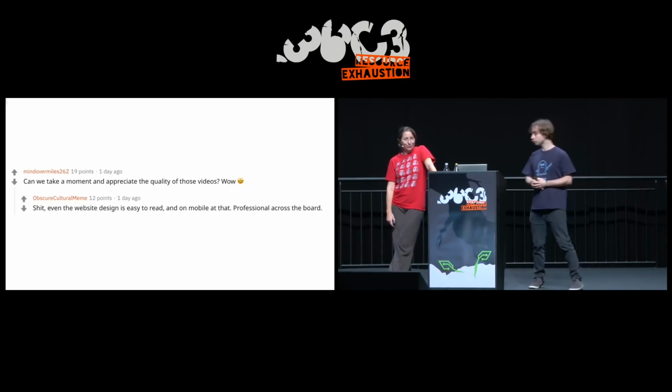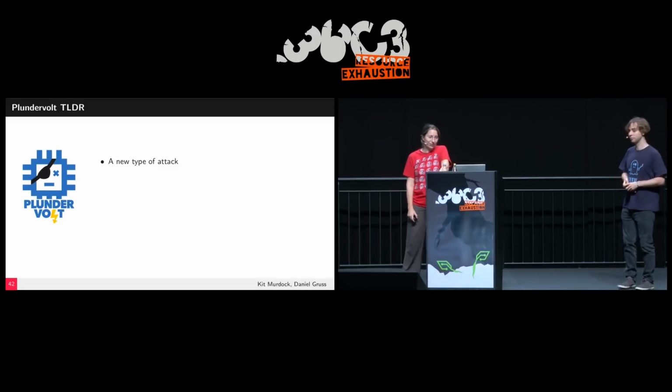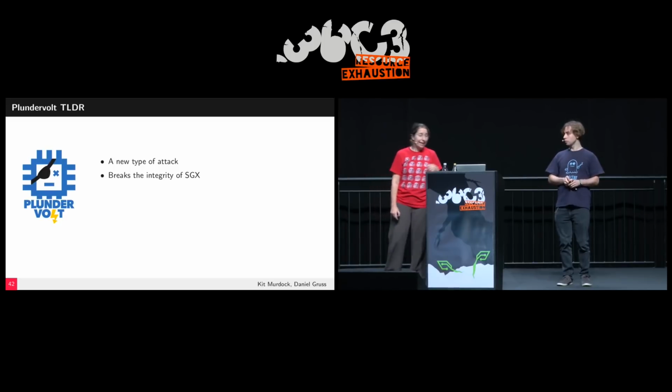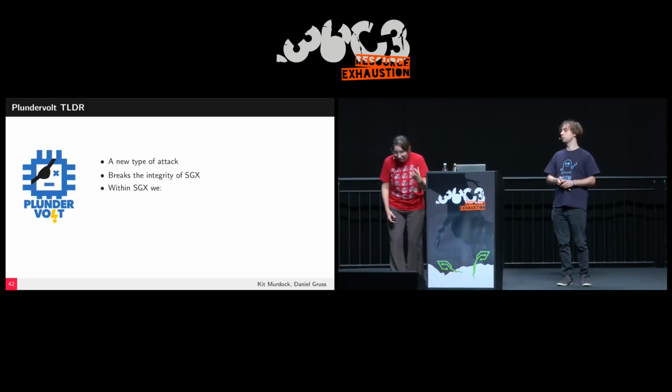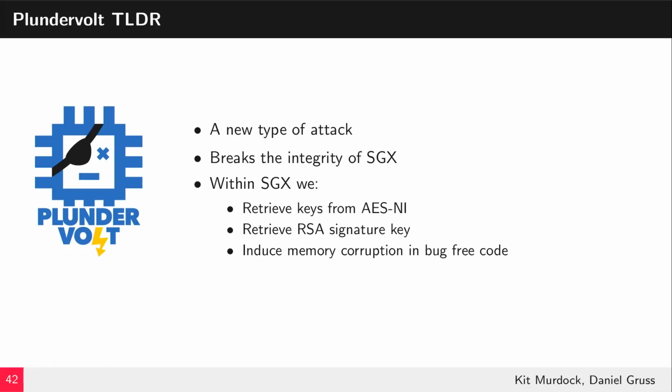So just to summarize, what we've done with Plundervolt is it's a new type of attack. It breaks the integrity of SGX. Within SGX, we're doing stuff we shouldn't be able to. Like AES keys. We leak AES keys, yeah? And we are retrieving the RSA signature key. Yeah. And yes, we induced memory corruption in bug-free code. And we made the Enclave write secrets to untrusted memory.